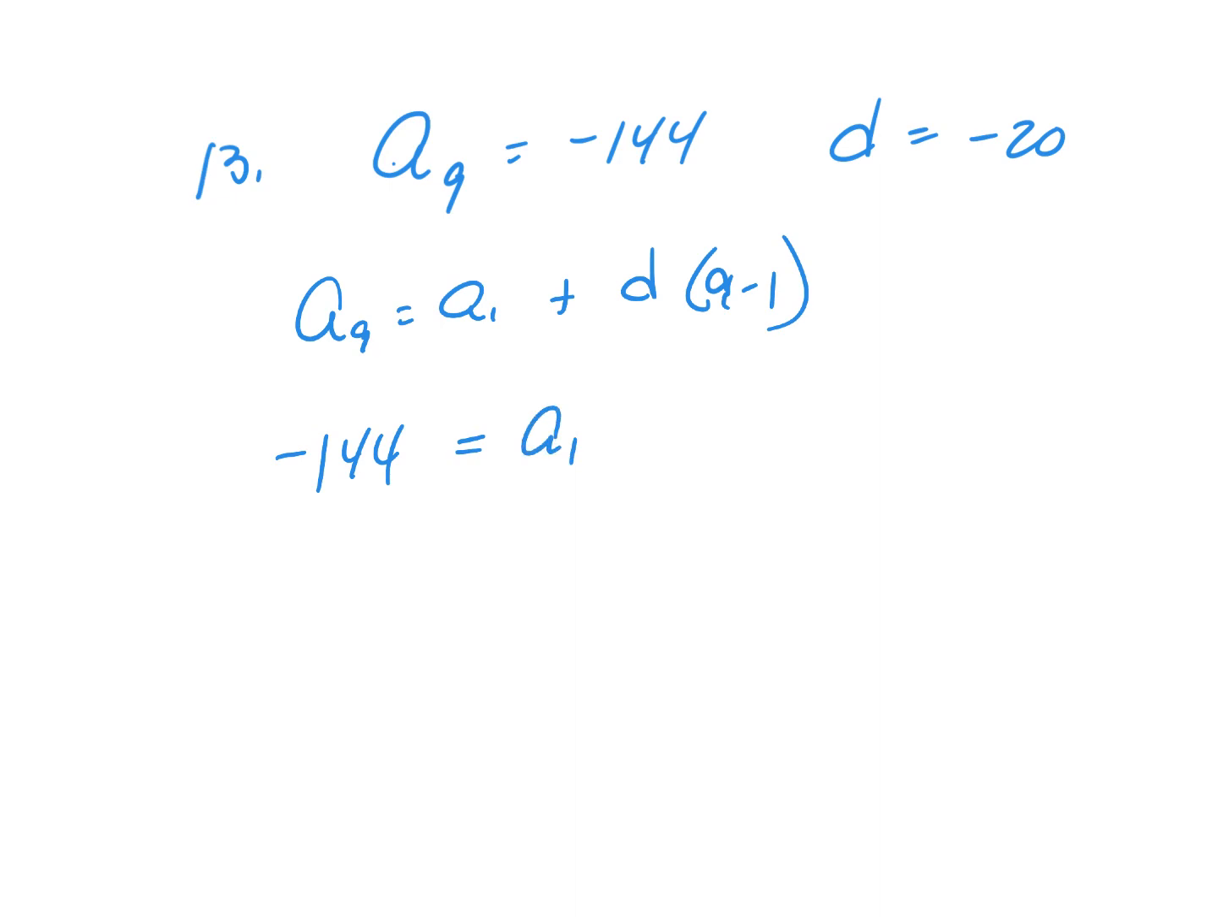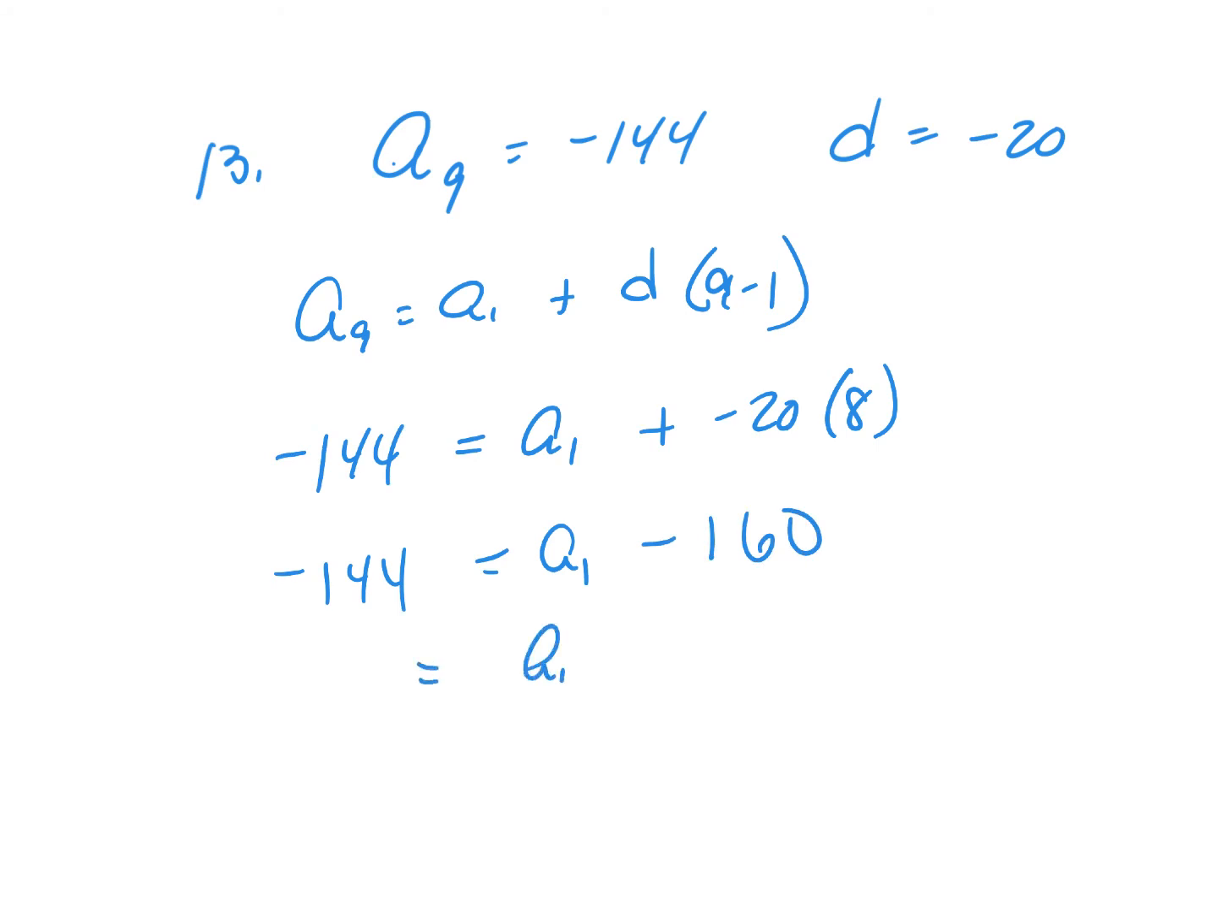equals A1 plus negative 20 times 8. So negative 144 equals A1 minus 160. When I add 160 to that side, A1 equals 16. So now we have an equals an minus 1 minus 20, where A1 is 16.